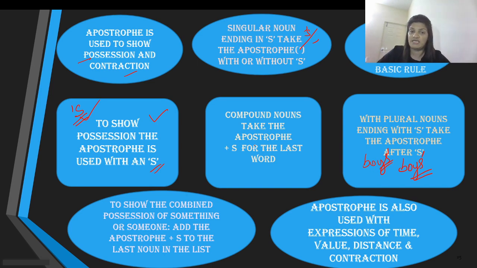Compound nouns take the apostrophe S for the last word. Like I told you, compound nouns are the combination of two or three words, and to show the possession, they take the apostrophe S at the end.